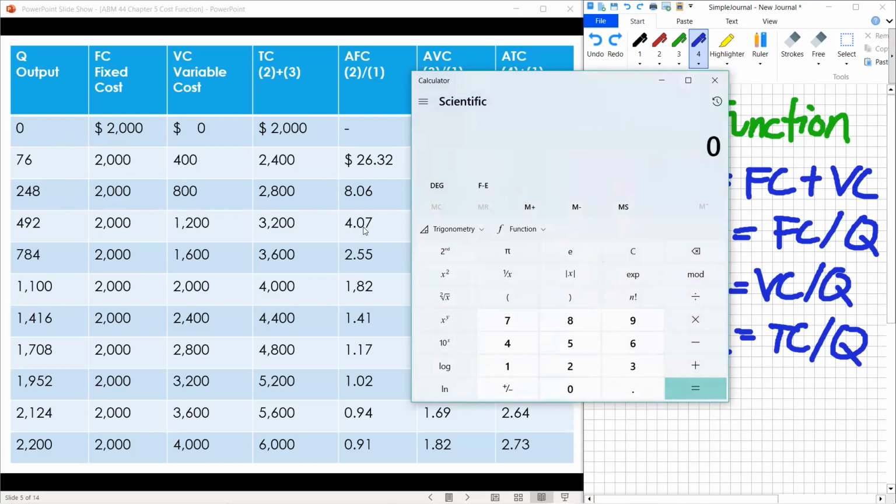Next is at an output of 492. So we will have the fixed cost of 2000 divided by 784, and you'll get 2.555 and so on. As you can see, from 26 it is diminishing. It keeps getting smaller.